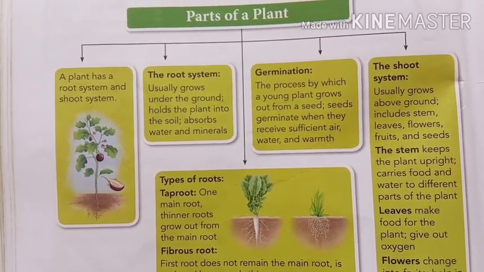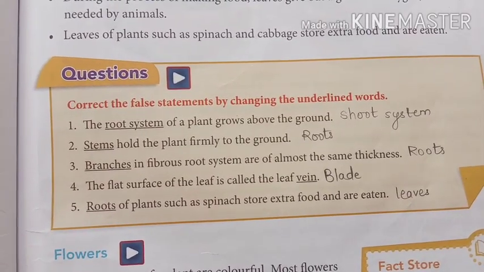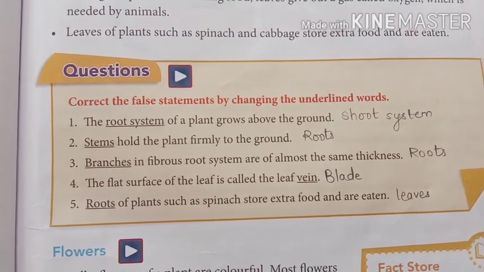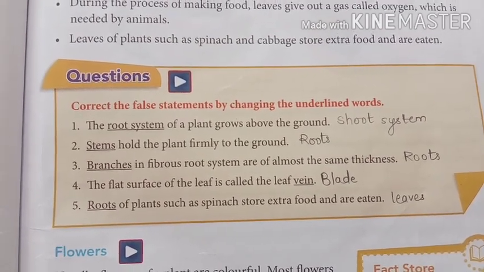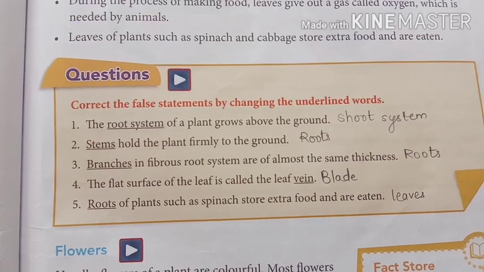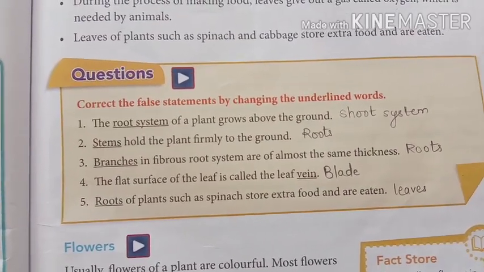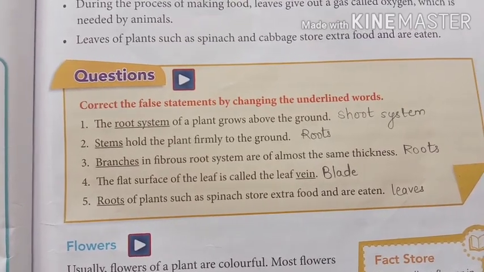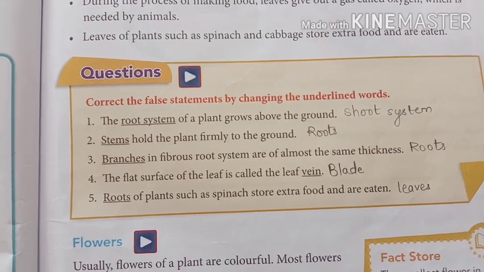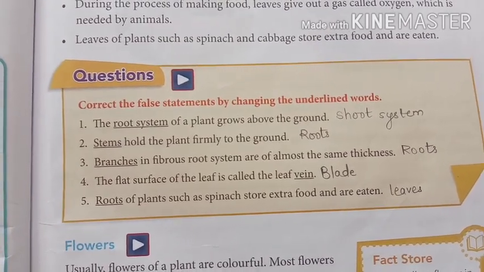Now let's check yesterday's homework. Come to page number 77. Correct the false statement by changing the underlined words. Number first, the root system of a plant grow above the ground. So dear kids, root system it's grow above the ground. क्या वो ground के ऊपर grow होता है? We can see. No, that is called shoot system, right? तो हम वहाँ पे कट करके लिख देंगे shoot system.